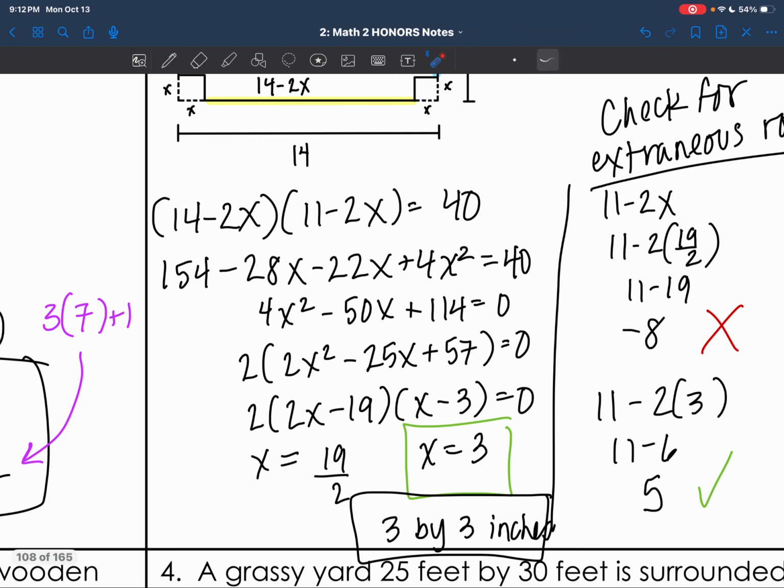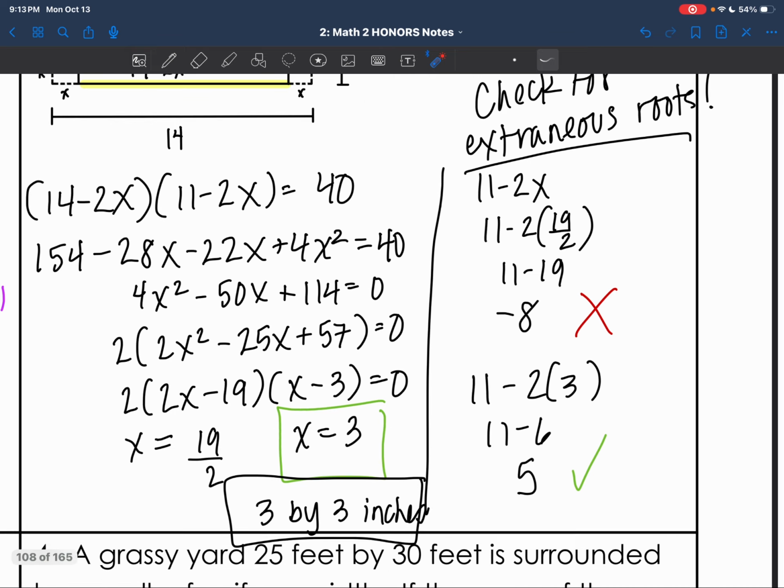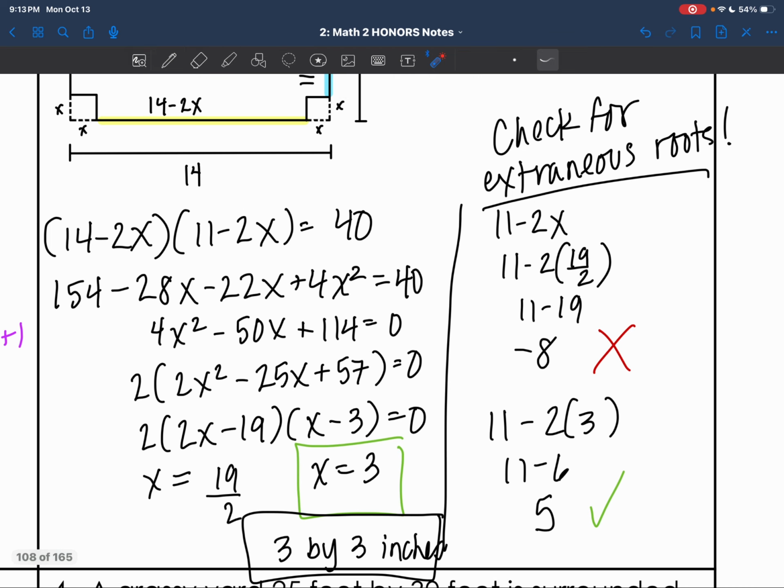Then you can go through and do your guess and check, or you can do your AC method, whichever way works best for you. And I know that this is going to group together to give you 2x minus 19 and x minus 3 equals 0. Don't forget to bring that down. And then you're going to factor, set them both equal to 0. Well, I know that I can have 19 over 2, but that doesn't quite make sense because when we plug it in here, we've got to check for extraneous roots.